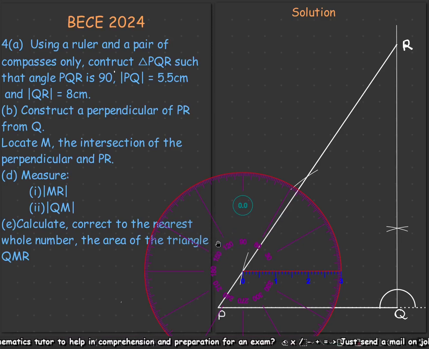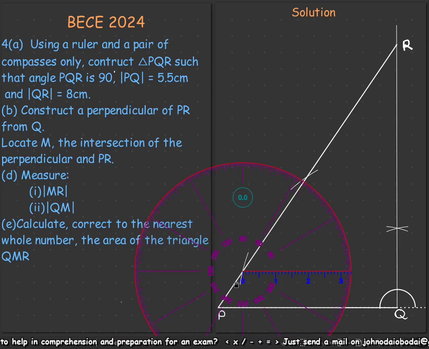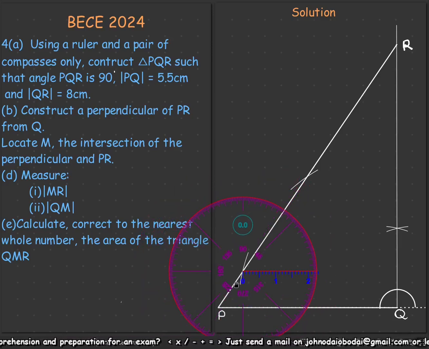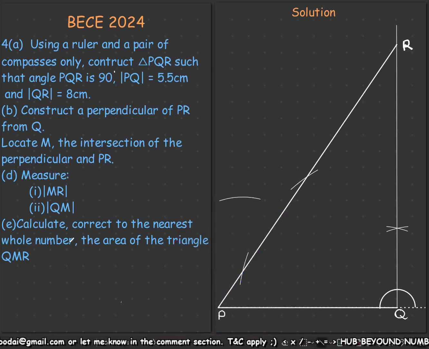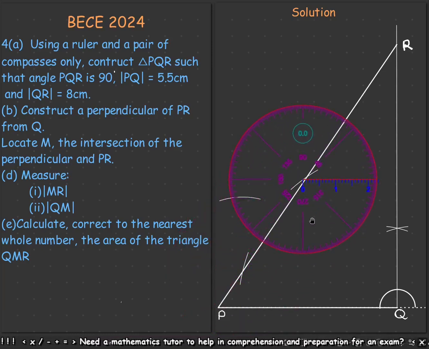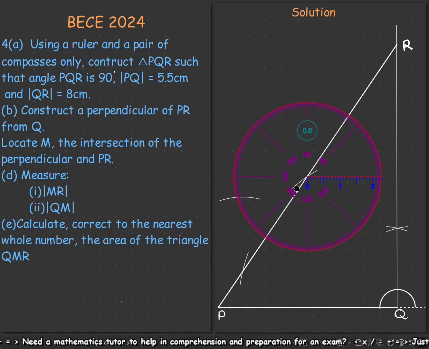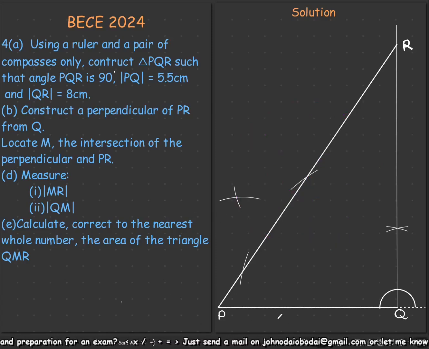So with that said, I'm standing at this point and then I'll open my compass to a suitable radius. Then I draw an arc here. And with that same radius, we stand at the other end here. You see where it starts. And then draw another arc. All we need is for it to touch the previous arc we drew. And with that, we are done.